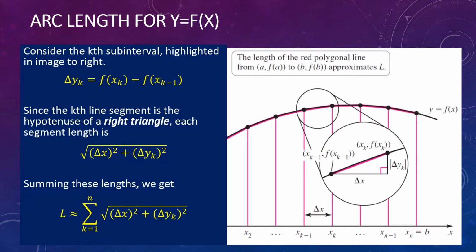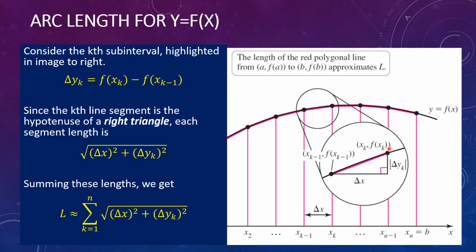So let's look at a subinterval much more closely and see if we can figure out a formula for that line segment. Let's consider the kth subinterval highlighted in the image to the right. And we can see that delta y sub k is equal to f of x sub k minus f of x sub k minus 1. That's just the y2 minus y1, right?